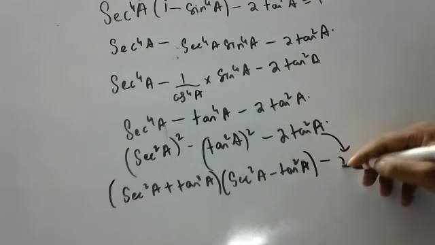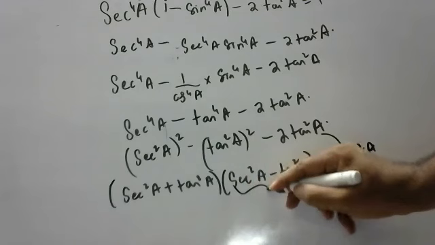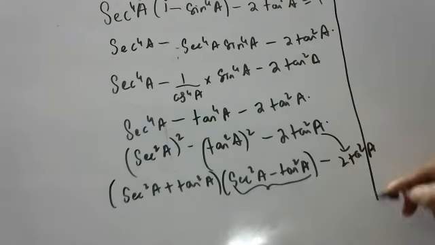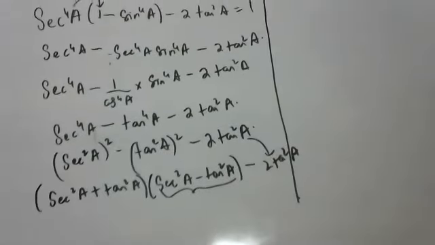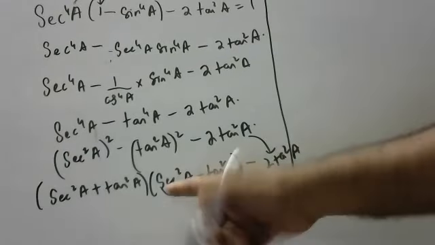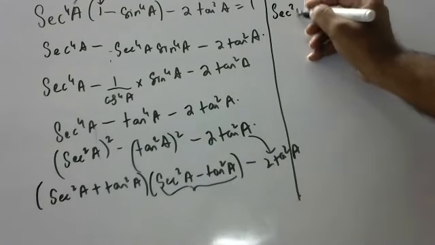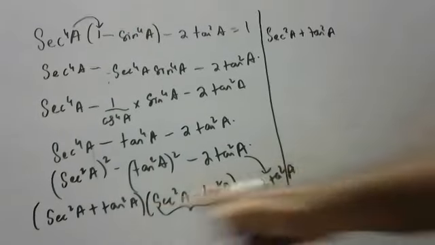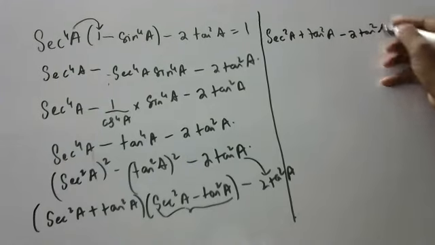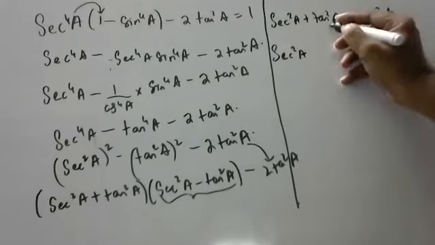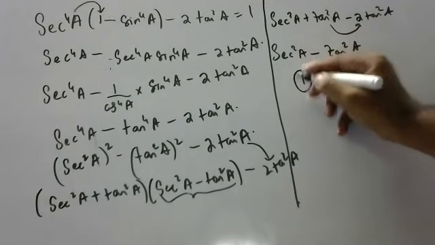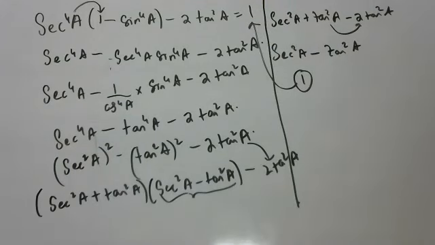And this as it is, we will write 2 tan square a. Secant square minus tan square is how much, children? 1. So in the next step, this is 1. Forget about this. Now what is left over? Secant square a plus tan square a minus 2 tan square a. Secant square a, tan square minus 2 tan square is minus tan square. Secant square minus tan square is 1. Hence proved.